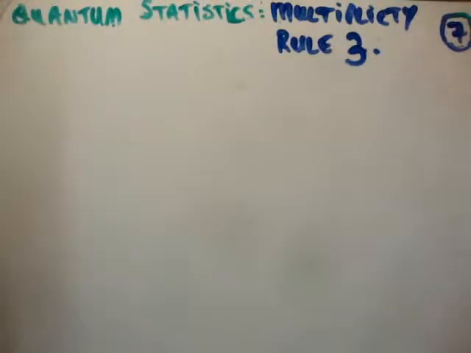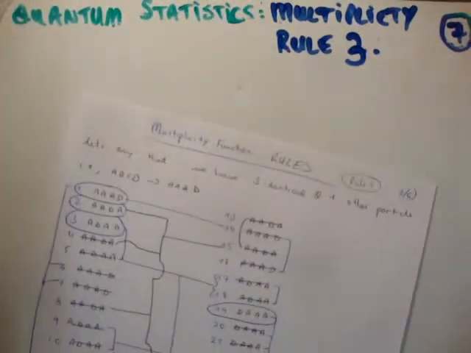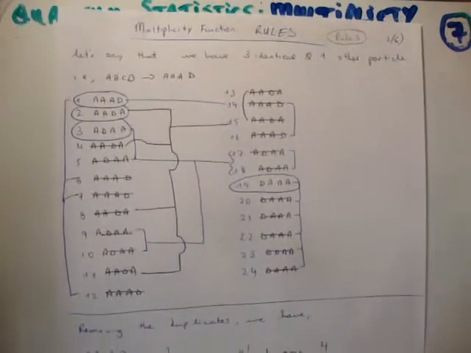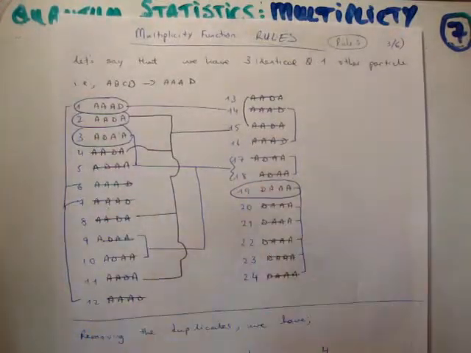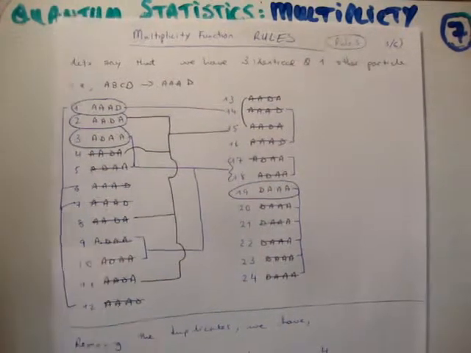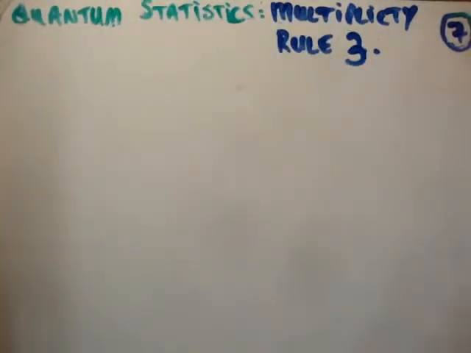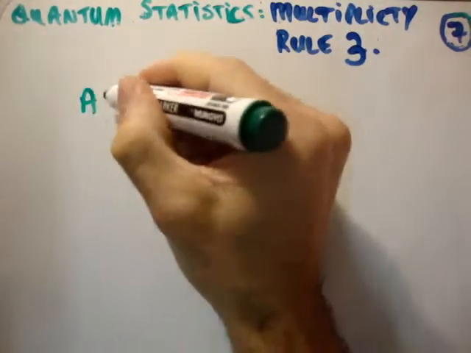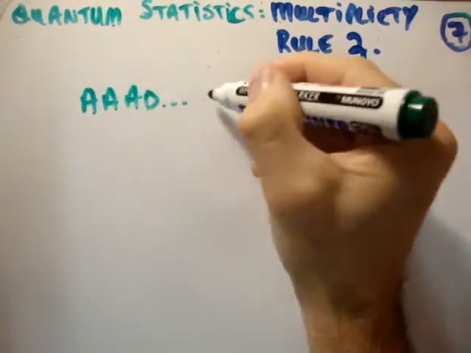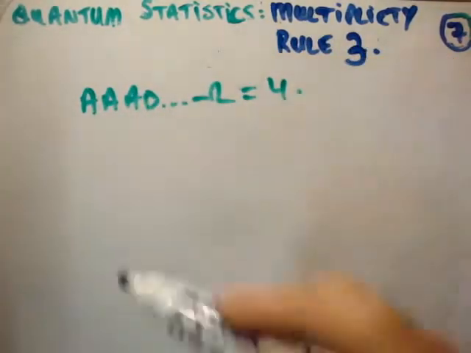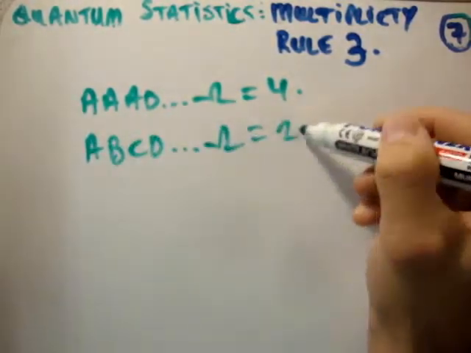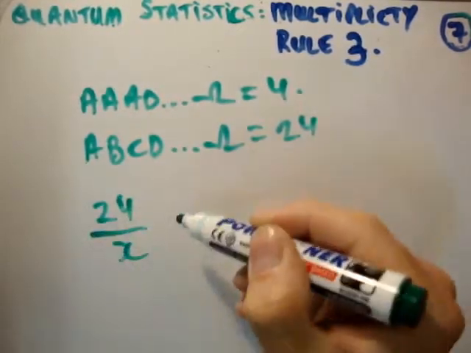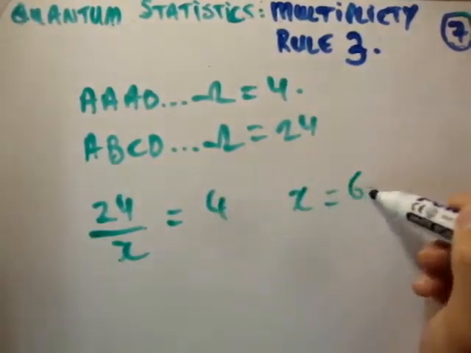So once again, I wrote out the 24 different ways of doing this, because we know the maximum multiplicity is 24. So there are all 24 ways, pause it if you like. And then I crossed off all the duplicates, leaving 1, 2, 3 on this side, and 4 here. So there are 4 unique combinations of these 4 particles when we have A, D. We know that the multiplicity was equal to 4. But we know when it's A, B, C, D, the multiplicity was equal to 24. So we went from 24 down to 4, and X of course is equal to 6.